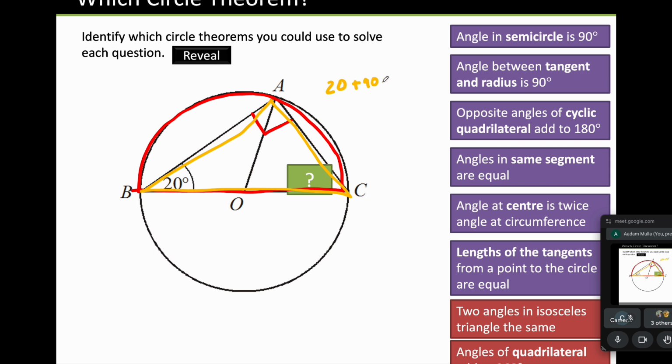20 plus 90 is 110. Take that away from 180 because it's a triangle. That would be 70. So well done if you got that one.